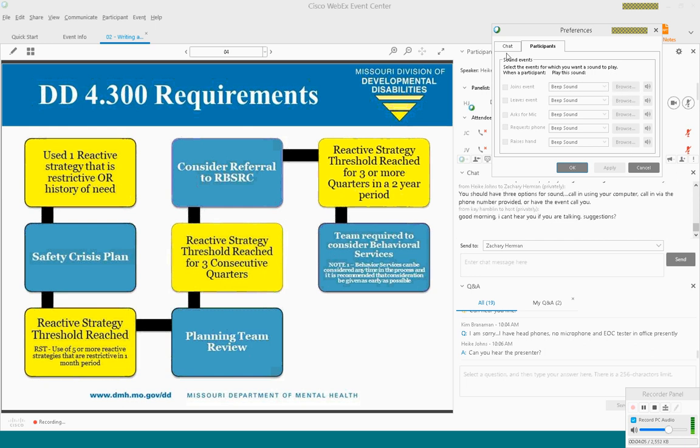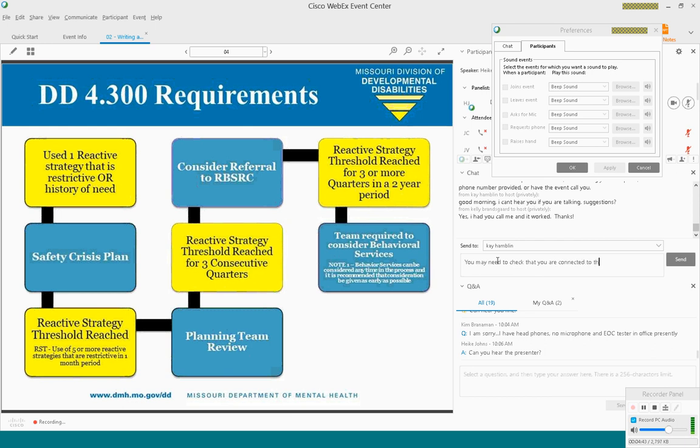So once you have a safety crisis plan, you're moving along. Once you reach the reactive strategy threshold, which is defined in the directive, and this is different too. This is not the same as it was before. So now we're looking at 5 or more reactive strategies that are also restrictive in a 1-month period. So 5 times you've used a reactive strategy that's also restrictive in a 1-month period. At that point, you have to use that formalized planning team review that's laid out in the directive as a requirement. This is when you would do that. Now, this isn't the only time you can do that, but this is when you must do it.